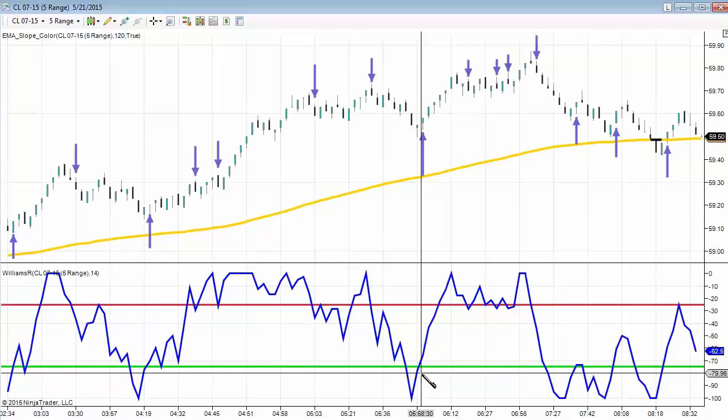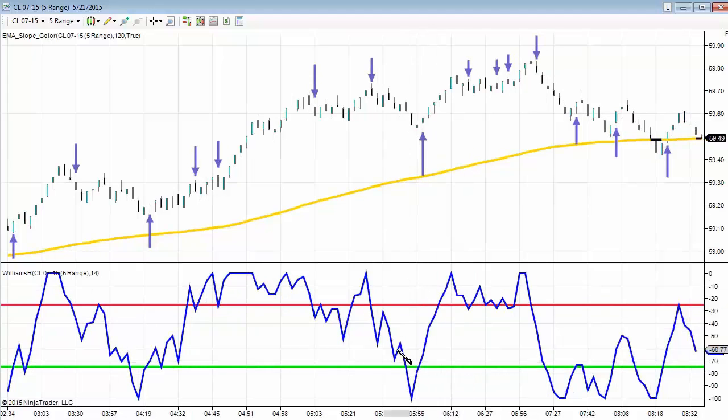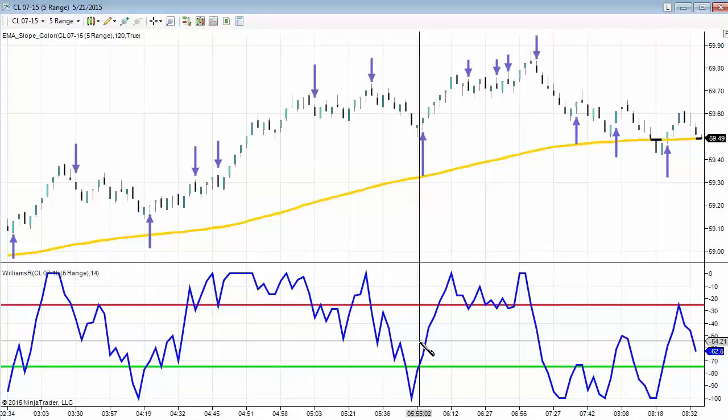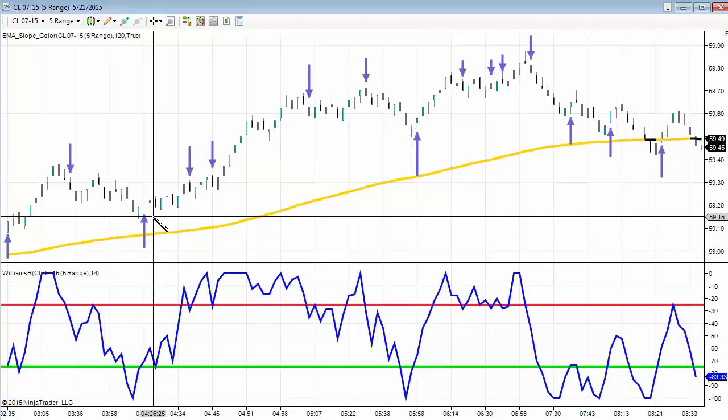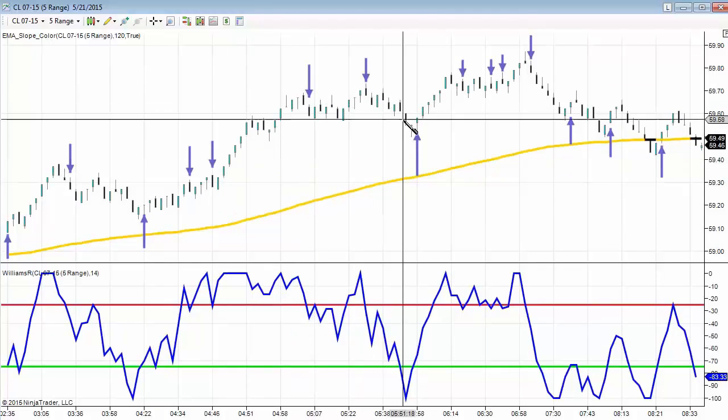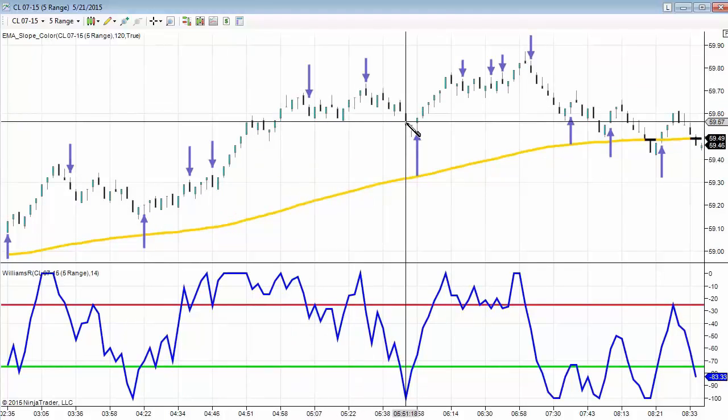And one of the reasons why is because the %R is referencing structure. It's referencing higher highs and lower lows and comparing things inside of structure. So when we give the indicator a better chance to breathe, we preserve structure better with a range chart or a tick chart or even a Renko chart.